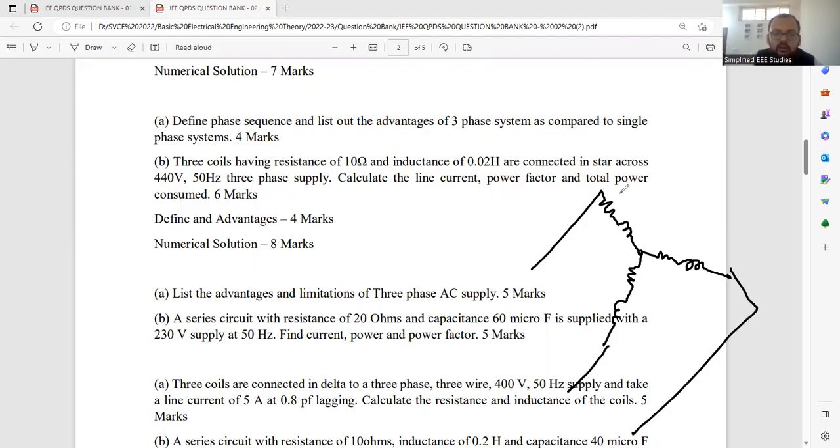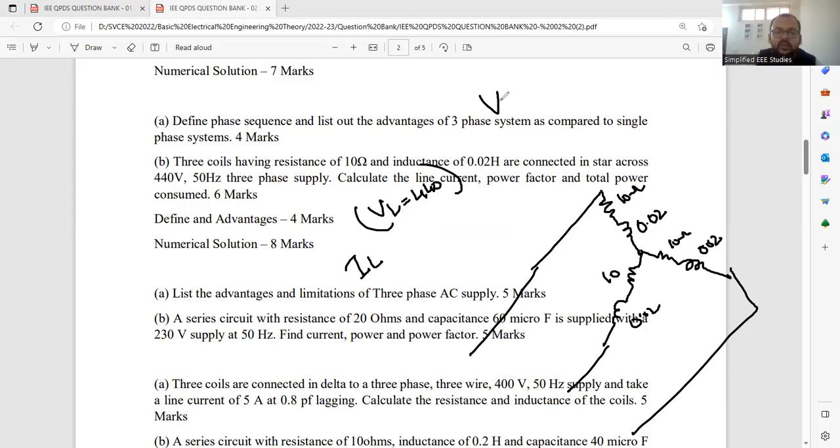So what is R? R is 10 now. L is 0.02. Same applicable everywhere. Fine. Line voltage is given, right? VL is equal to 440. Calculate the line current, IL. You already know how to calculate IL. Before that, let us convert line voltage into phase voltage. VL is equal to root 3 into V phase. Therefore, V phase is equal to VL divided by root 3. That you are supposed to calculate. Once you get the V phase, your problem will be solved.